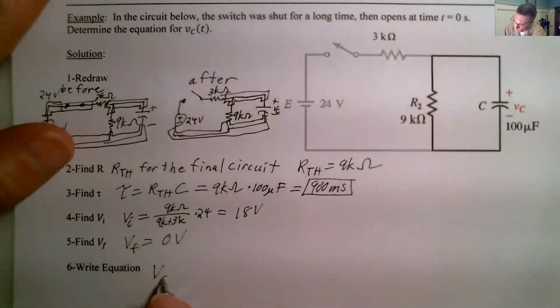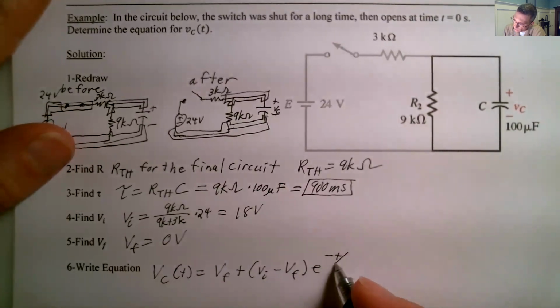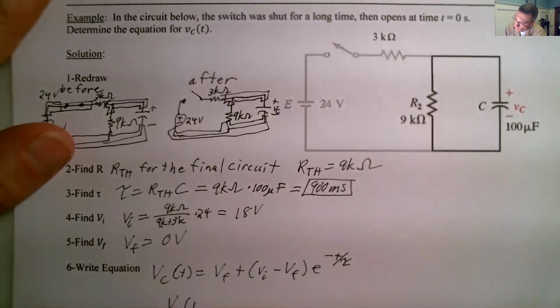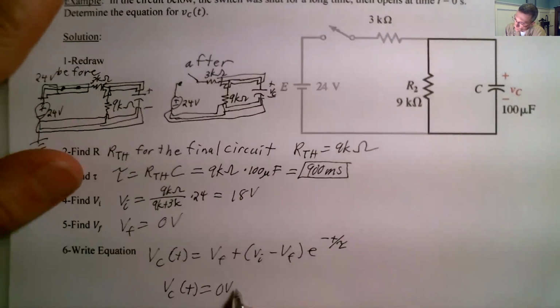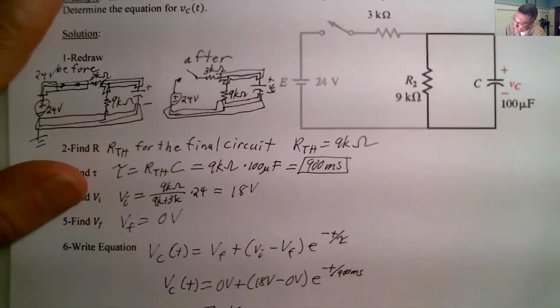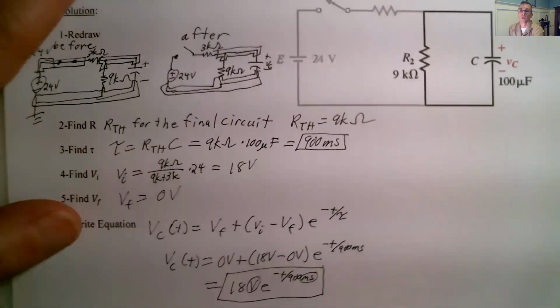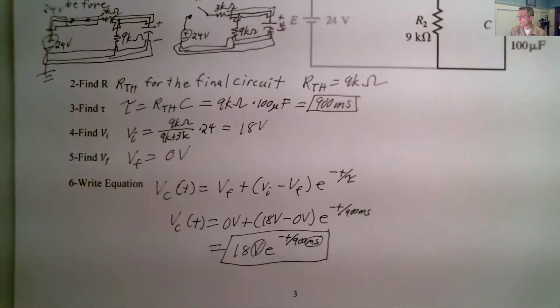Now I write the equation. VC of t is equal to V final plus V initial minus V final, e to the minus t over tau. So VC of t equals 0 volts plus 18 volts minus 0 volts, e to the minus t over 900 milliseconds. Or if we want to consolidate it, we end up with 18 volts e to the minus t over 900 milliseconds. Now remember, you need to include the units for both of those. And that is the answer for that one.